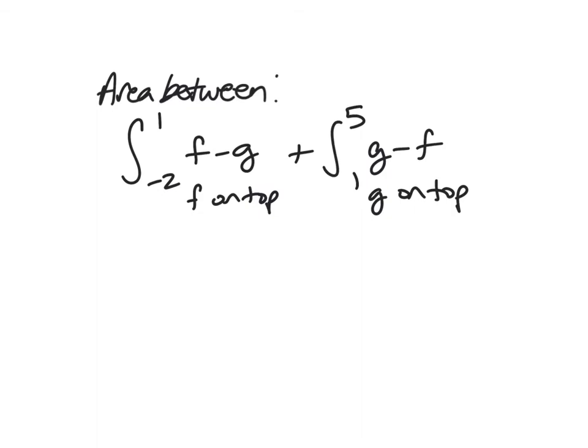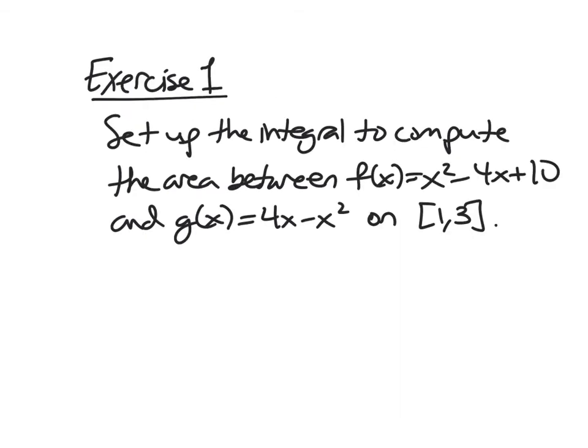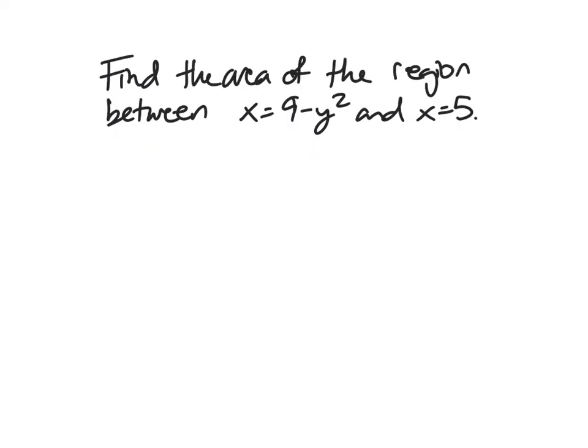I mostly just wanted to show how to set this one up and not necessarily take the time to compute it. So for your first exercise here, I want you to also just set up the integral. You don't necessarily have to figure it all out. That would compute the area between these two curves, both parabolas in this case, on the interval from 1 to 3.